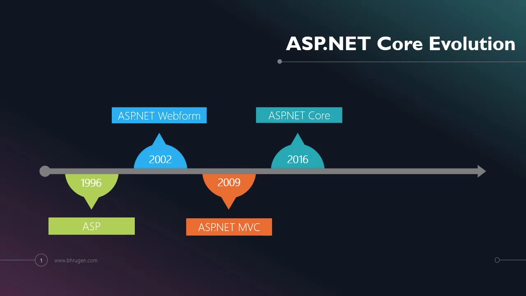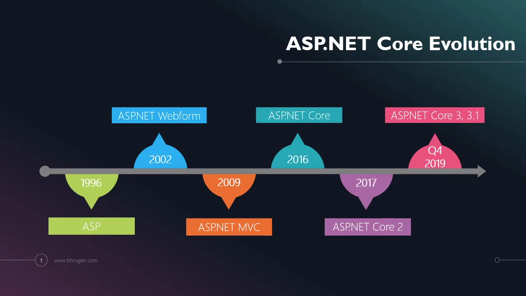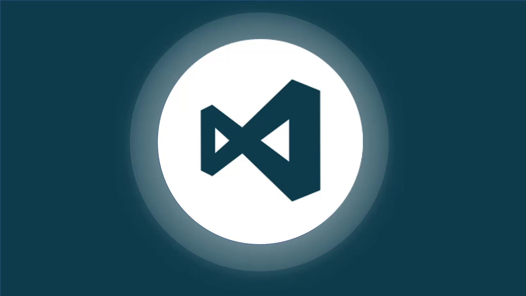ASP.NET Core team has been very active with the new versions, and then in 2017 they released .NET Core 2, followed by 2.1 and 2.2 in 2018. Finally, in September of 2019, ASP.NET Core 3 has been released, which we will be using in this course.